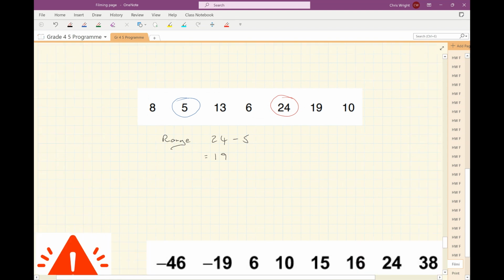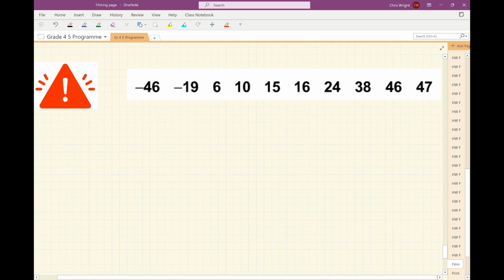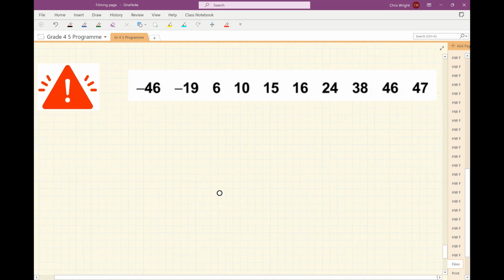Okay, now, there is a lookout. What are you going to do in this case? So, perhaps pause the film and have a go. What is the range of those numbers? Okay, now remember that the range is the difference between the highest and the lowest number. Now, these are already written in numerical order. The highest number is 47, and the lowest number is minus 46. So the range will be the difference between those numbers. What is the difference between 47 and minus 46?